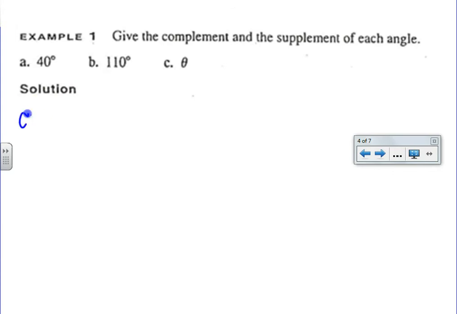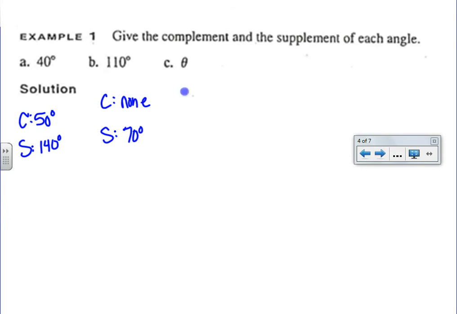If I'm trying to find the complement, remember it's the angle that would add in total to 90 degrees. So if my angle is 40 degrees, its complement is 50 degrees. And its supplement, they would have to total to 180 degrees, so our supplement is 140 degrees. For part B, 110 degrees is already obtuse, so there is no complement to that angle. And our supplement would have to add up to 180, so that would be a 70-degree angle.